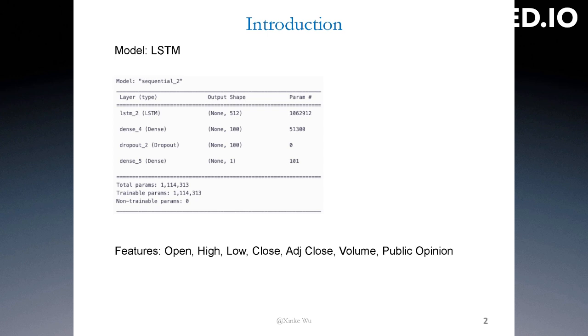And as for the training features, I have 7 features here. The first 6 features are called market price features, which are really common features when we are talking about the stock market, like the opening price, the high price within a day, the low price within a day, the closing price, the adjusted closing price, and the total trading volume within a day. So they are quite common, and I scraped all this data from Yahoo Finance.